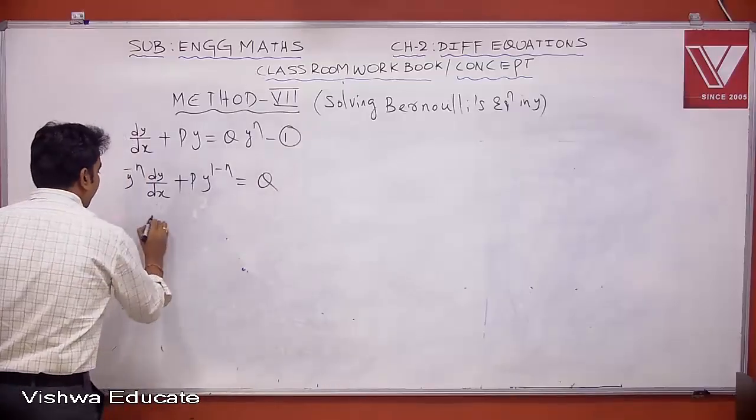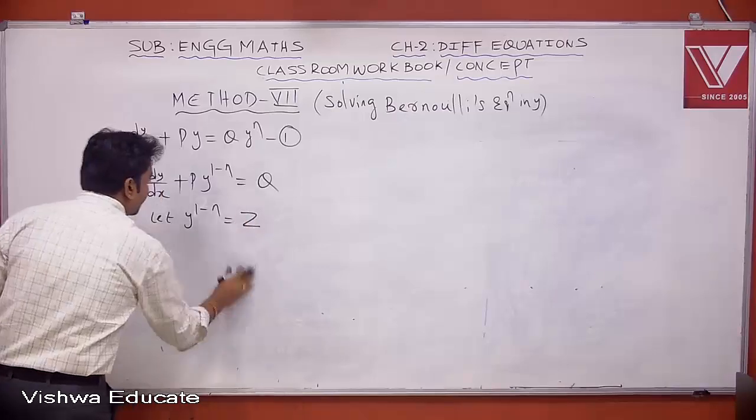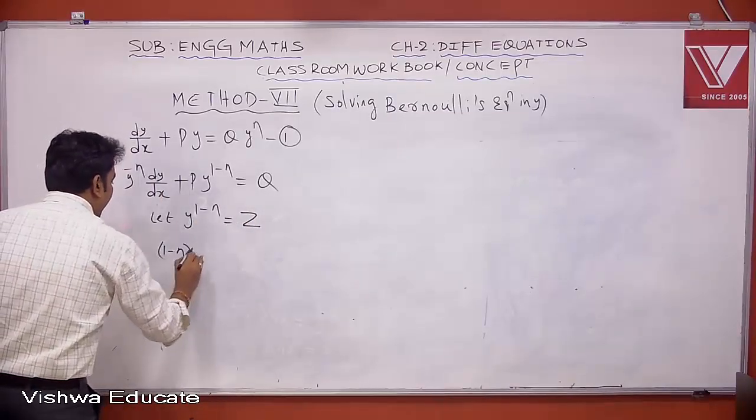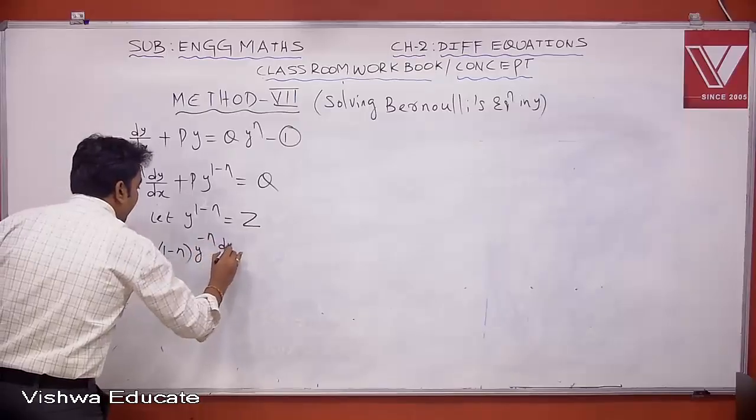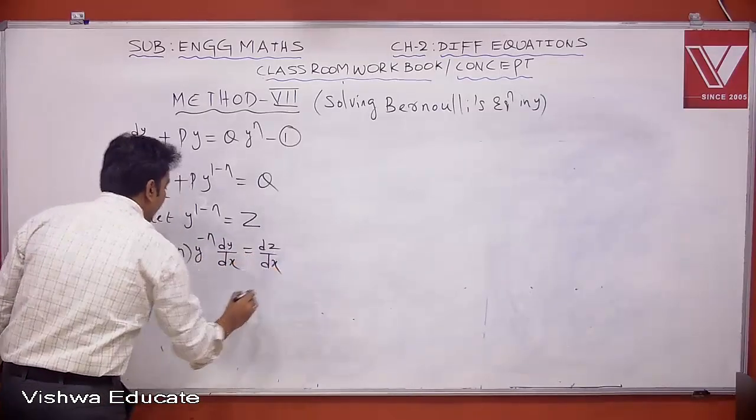Now let us try to solve this. Let y power 1 minus n equal to some new variable z. Now differentiate with respect to x. This is 1 minus n into y power minus n into dy by dx equal to dz by dx.